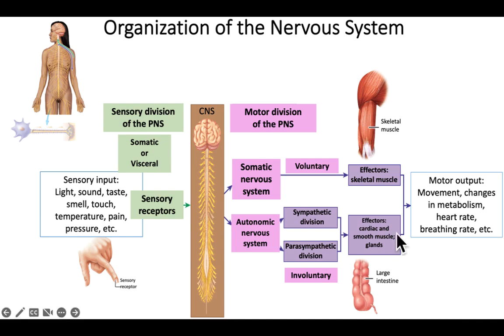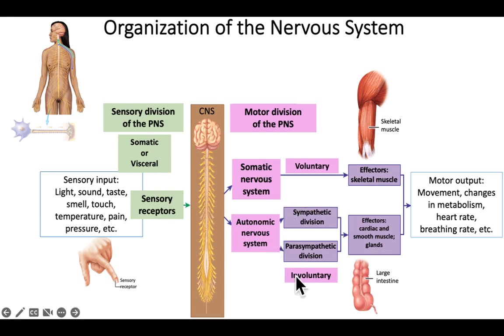And that's a lot of the stuff we learn about in A&P2. So when we get to A&P2 and we're learning about the cardiovascular system, the digestive system, the respiratory system, the urinary system, we're going to have to understand how the autonomic nervous system controls those systems. Okay? But the autonomic is involuntary, somatic is voluntary. Okay? That's good for right now.